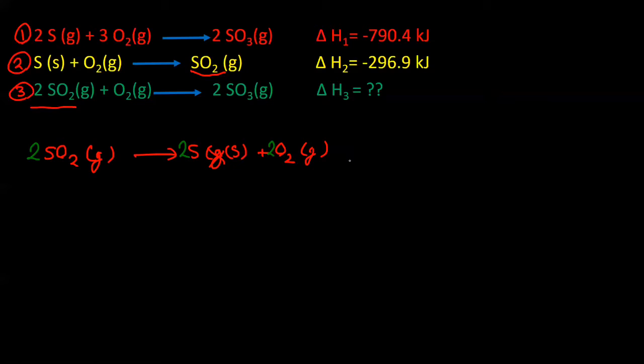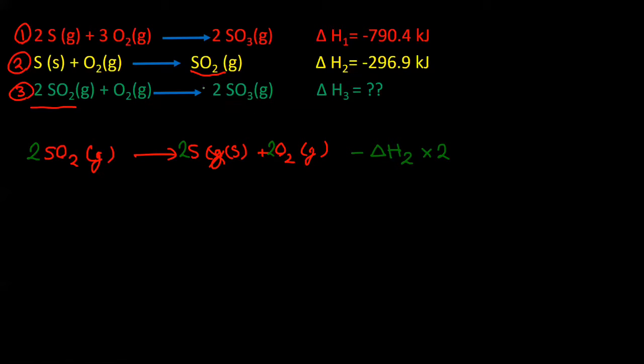And delta H of this new reaction is actually negative reaction number 2 times 2. Why is it negative? Because it's the reverse of reaction number 2. And why is it times 2? Because we multiply reaction number 2 by 2. Let's look at this reaction again.